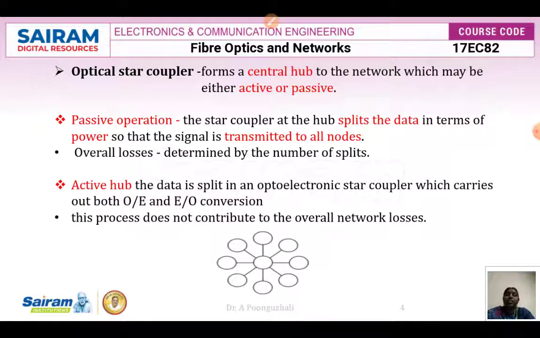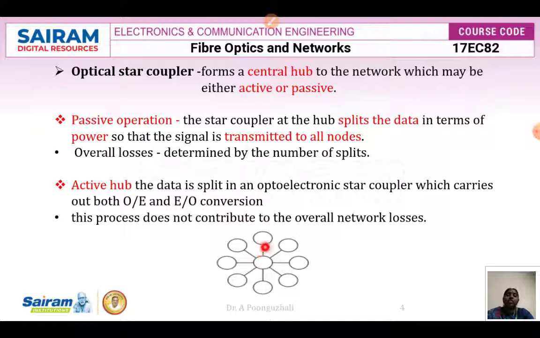The next topology is the optical star coupler. The optical star coupler forms a central hub to the network, which can be an active or a passive network. If I go for a passive operation, the star coupler at the hub splits the data in terms of power, so that the signal is transmitted to all the nodes. A passive operation results in losses, because it is determined by the number of splits of the data.